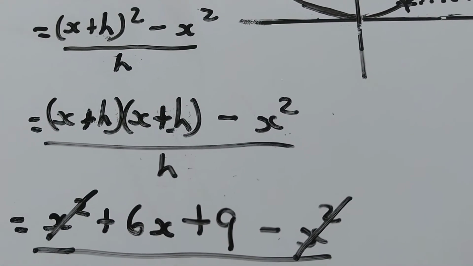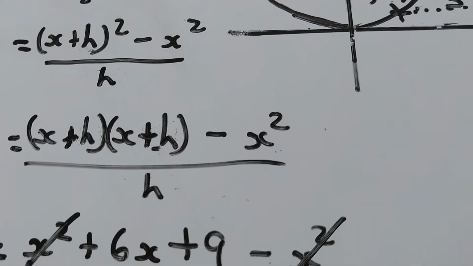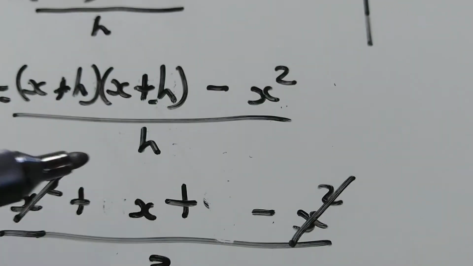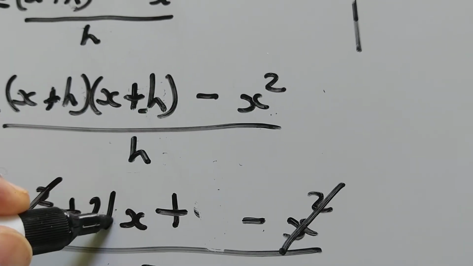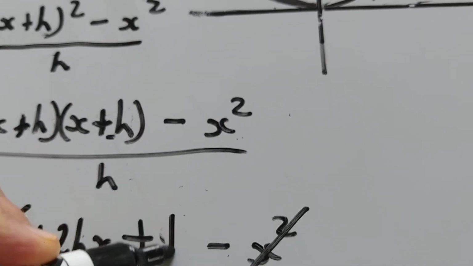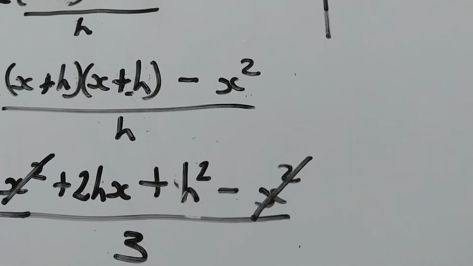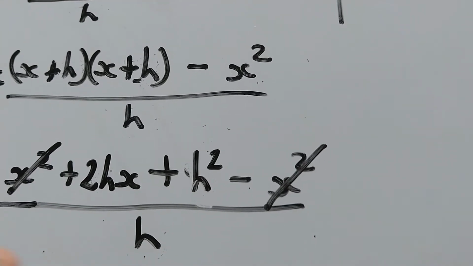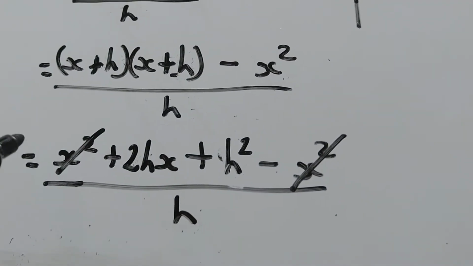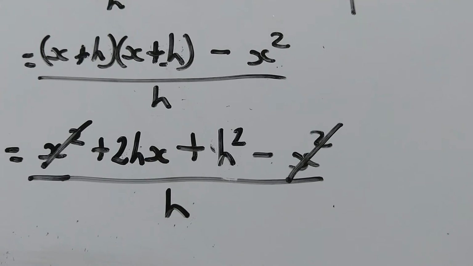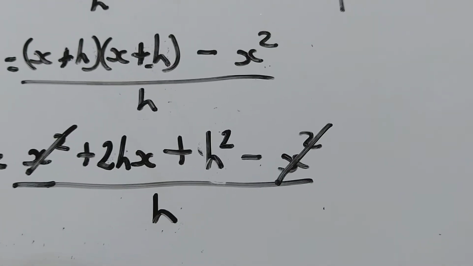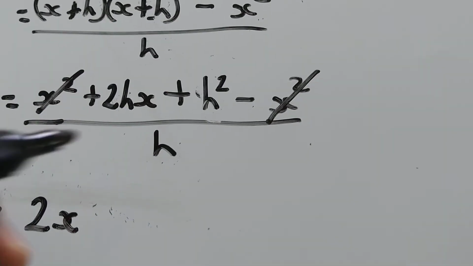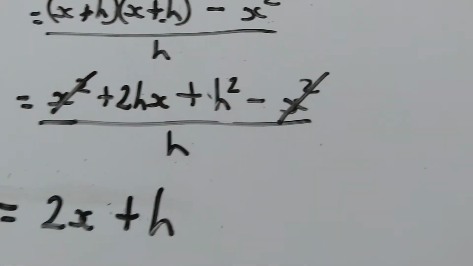What's happened there? Well, if you work out x plus h times x plus h, you get x squared plus 2hx plus h squared, all divided by h. The x squared still take away. Divide by h, we get 2x, and h squared divide by h, plus h.